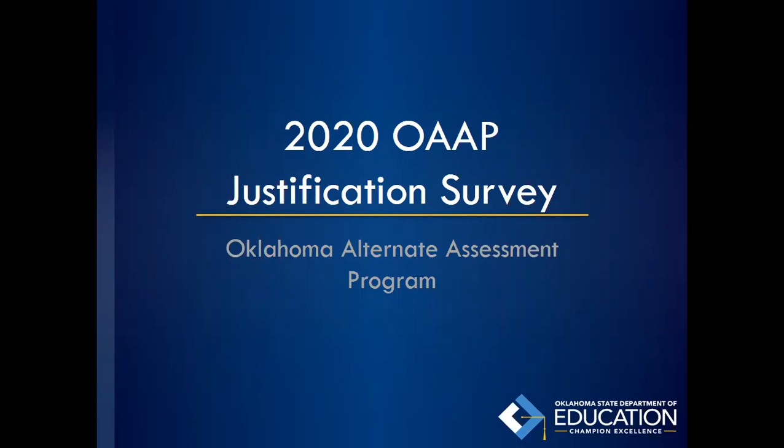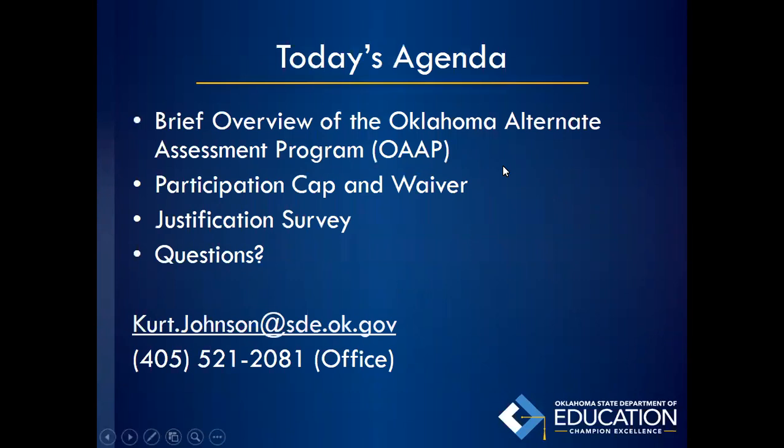This webinar is over the justification for exceeding 1% of your testing population for students taking the alternate assessment. Today's agenda, we're going to do a brief overview of what the OAAP is. I'm sure most of you are familiar with that. I'll go over the participation cap and waiver, the justification survey itself, and then any questions you might have.